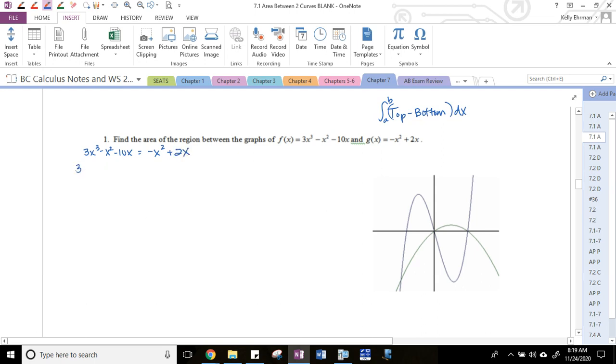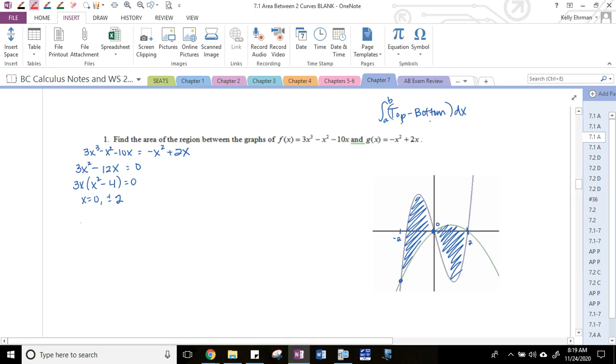This is polynomial, so get it equal to 0. If you add x squared to this side, the x squareds cancel. If you subtract 2x from 10x, you get -12x. And then you can factor out a 3x. X equals 0 and plus or minus 2. The graph, again, is important because we're thinking top minus bottom. We need to know what's on top and what's on the bottom. So, okay, right here, this is -2. This is 0, obviously. And this one is positive 2. Okay, so we're looking for this area and this area.